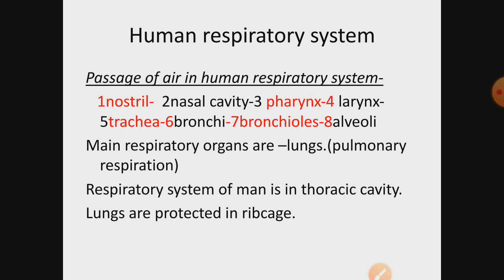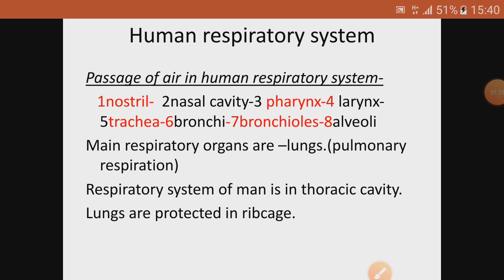In the cell, the next step will be cellular respiration. Cellular respiration is oxidation of food and release of energy. Now in the cell, a very important chemical reaction will happen, that is glucose plus oxygen, C6H12O6 plus oxygen, will give rise to carbon dioxide, water, and a lot of energy will be released.